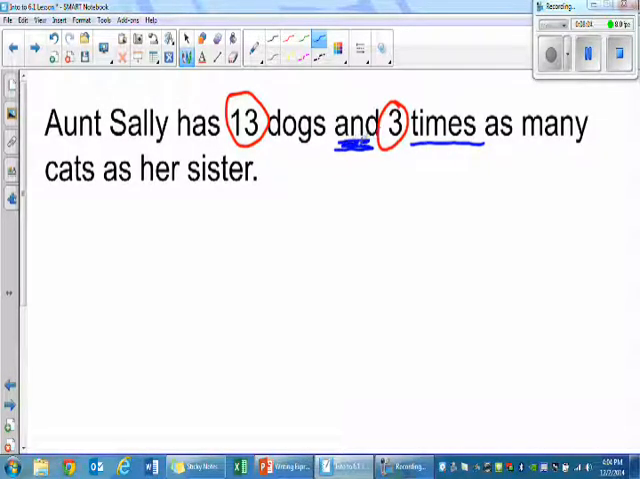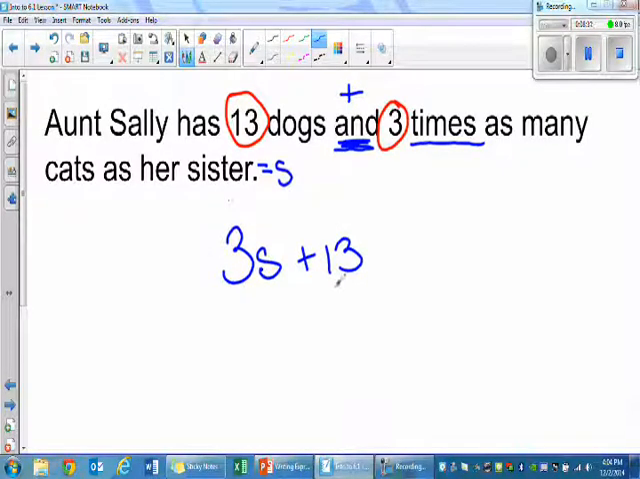And if I have 13 dogs and 3 times as much, I'm also going to be adding. Okay, so I'm going to be adding and multiplying by how much her sister has. Okay, so I'm going to use S. So she's got 3 times as much as her sister plus 13. Okay, this would tell me how many animals she had.